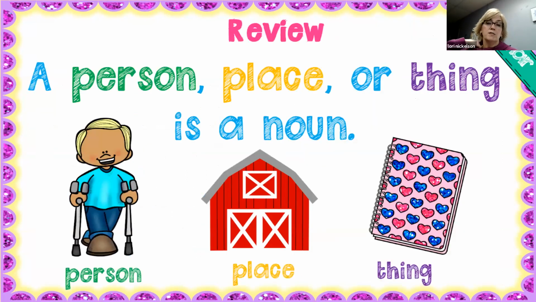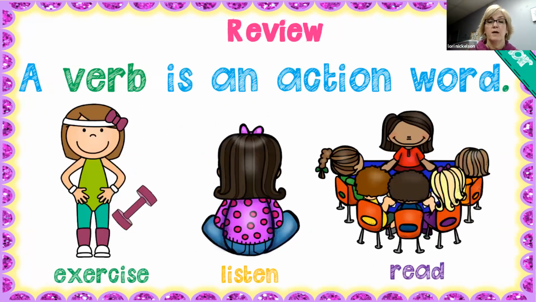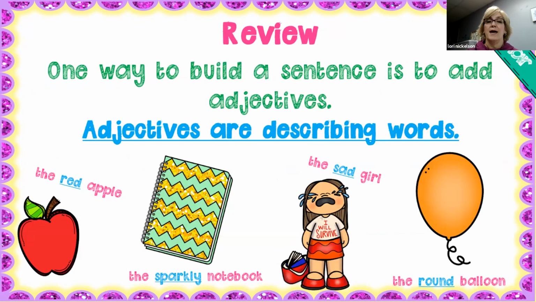So let's review. A person, place, or thing is a noun. A verb is an action word, like exercise, listen, read. So one way to build a sentence is to add adjectives. Adjectives are describing words. The red apple. Red describes apple. The sparkly notebook. Sparkly describes the notebook. The sad girl. Sad describes girl. And the round balloon.